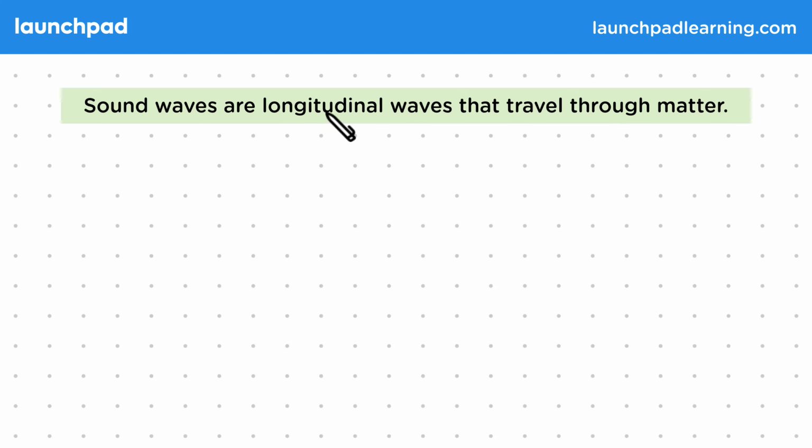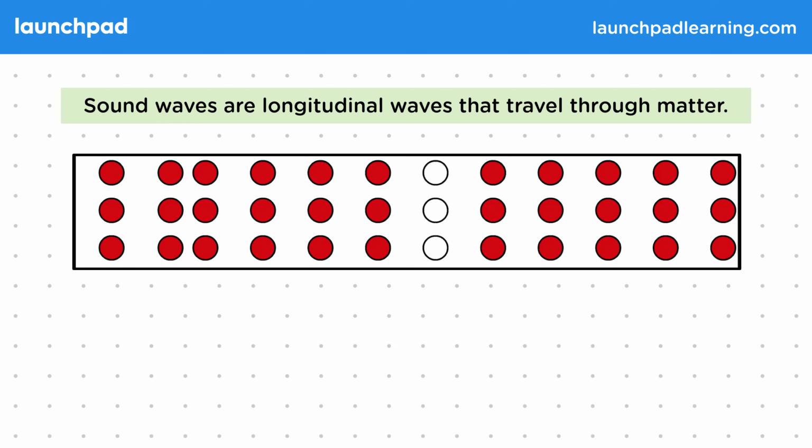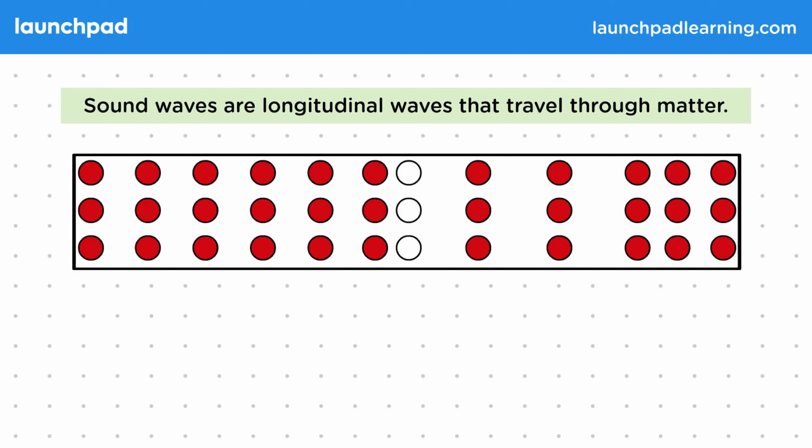Sound waves are longitudinal waves that travel through matter. These are the most common types of longitudinal wave you'll meet at GCSE, so it's important to understand how they travel. Here's a simple representation of this.